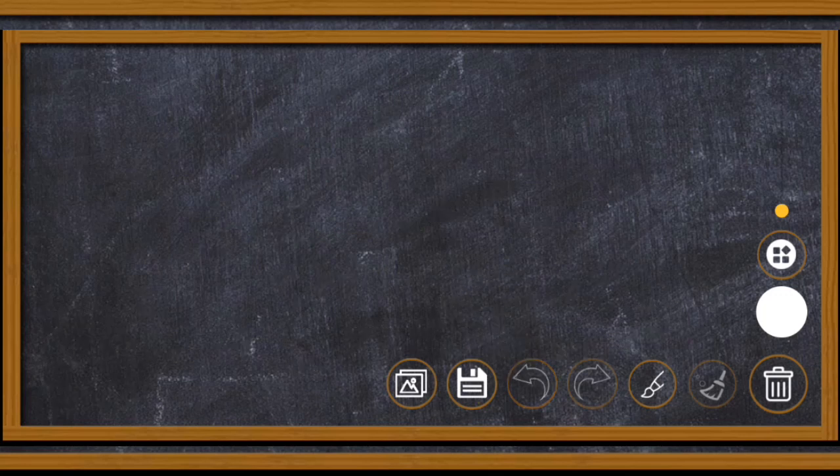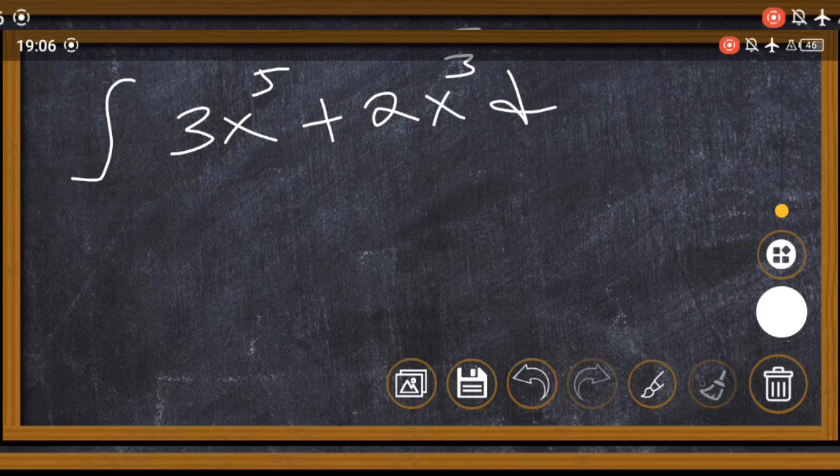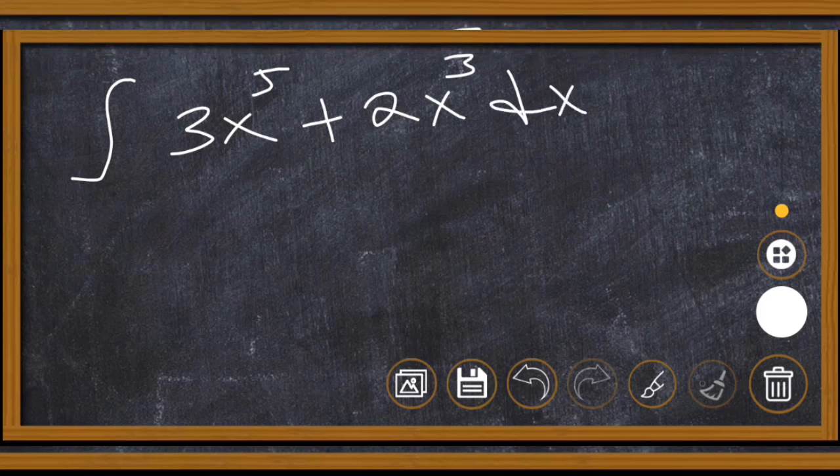So this is basically the general concept behind this. You add 1 to the power and then you divide by the same power. You may have different functions. Let's say we have the integral of 3x raised to power 5, and then we add 2x raised to power 3, then dx. So how can we find the integral of this?